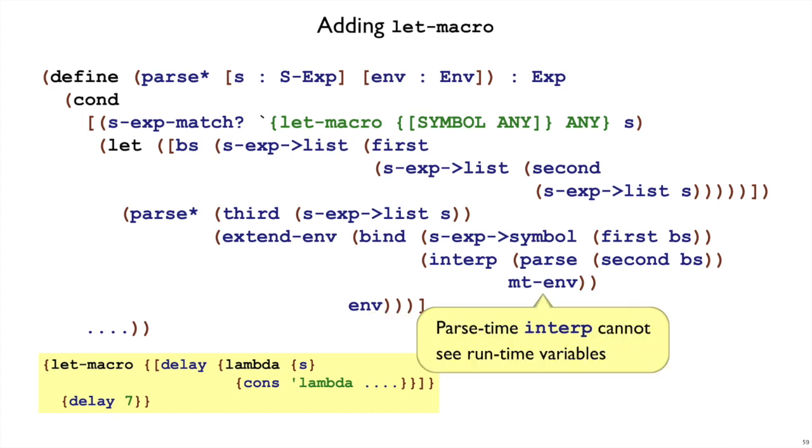Crucially, though, this call to interp uses an empty environment as the second argument. And what that does is make sure that this function, which is being run at parse time, doesn't try to use any of the environments that surround it.